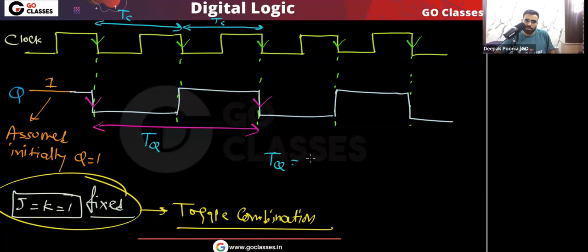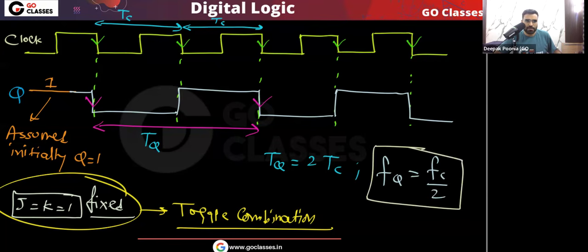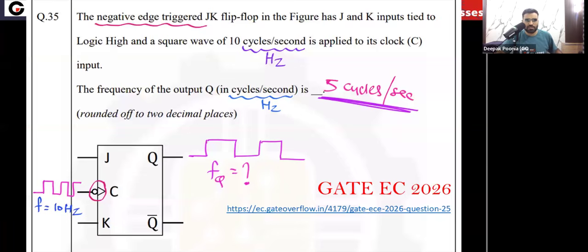Okay, so you can see this Tq is double the cycle time of the clock signal, and we know the frequency is 1 by cycle time. So I can say here the fq will be fc divided by 2. Okay, so very easy. Like this you can solve. So this is a very easy question.